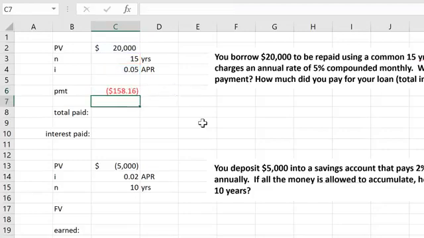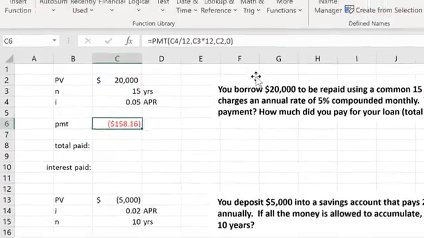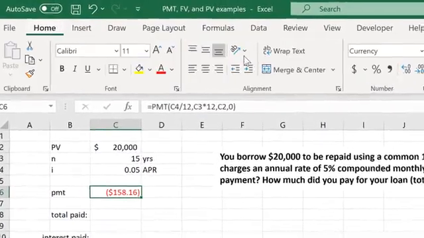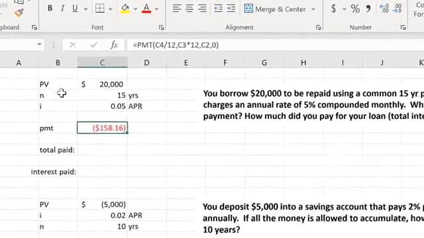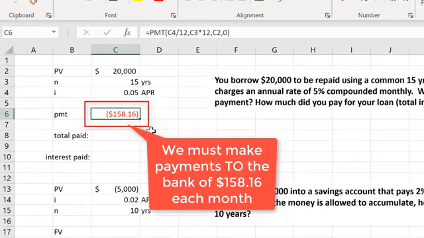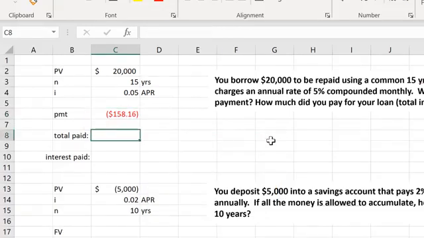So when I press enter, we see that we have a $158 in parentheses. Make sure that if you're working with currency, you've got this $ sign selected and you have currency. Anything in parentheses means that it's a negative amount. Negative payments mean that you're paying the bank back. So every month you're going to have to pay the bank $158 for the next 15 years.